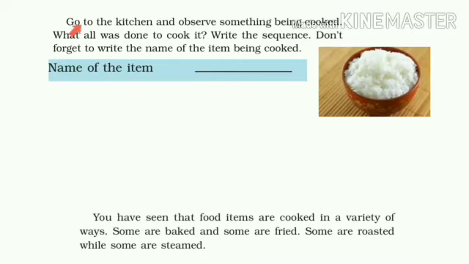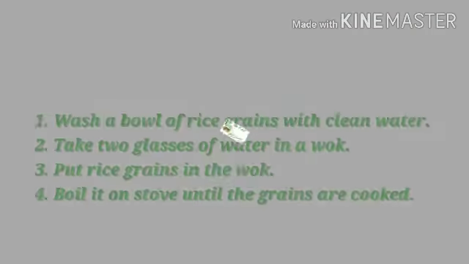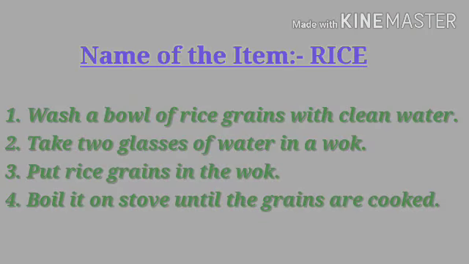Go to the kitchen and observe something being cooked. What was done to cook it? Write the sequence. Sequence is the list of steps in correct order. So don't forget to write the name of the item being cooked. Name of the item: rice.